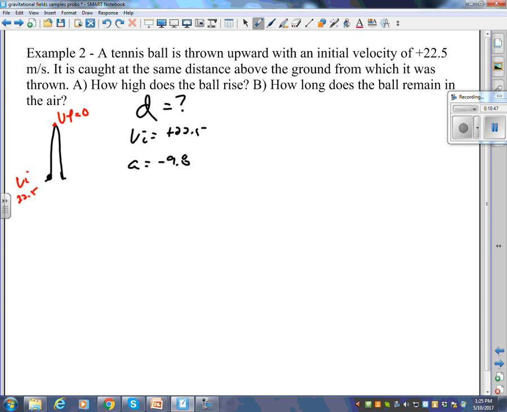The one that has how high in it has the V bar in it. So let's go V bar equals VI plus VF over 2. Initial is 22.5, VF is 0, divided by 2, 11.25 meters per second is your average. Stay with us, Junior.